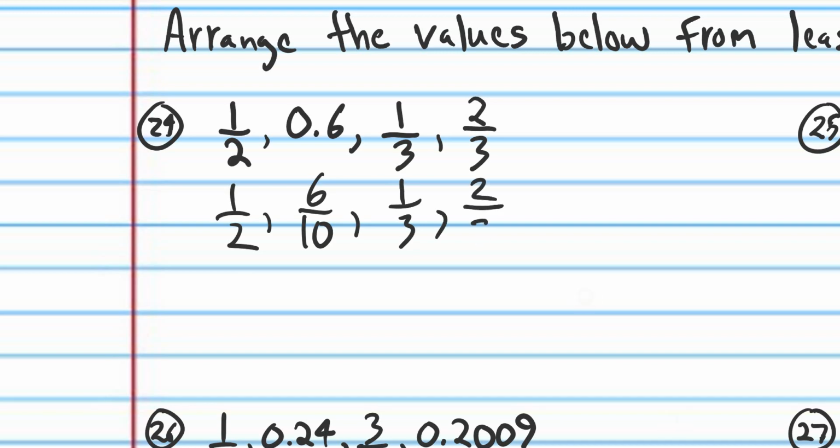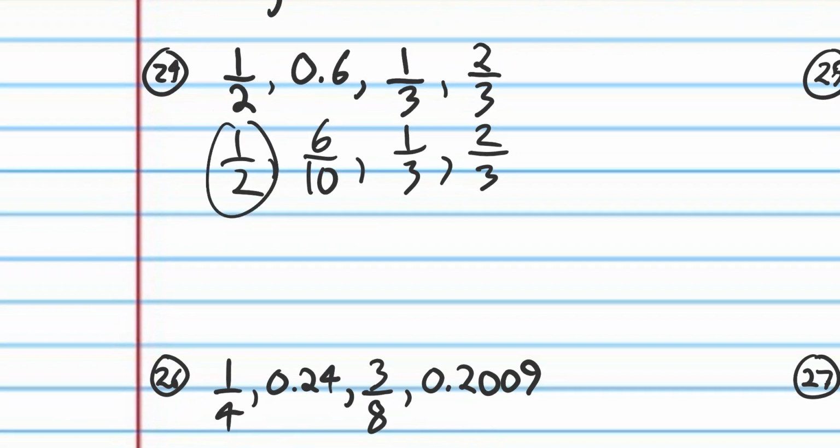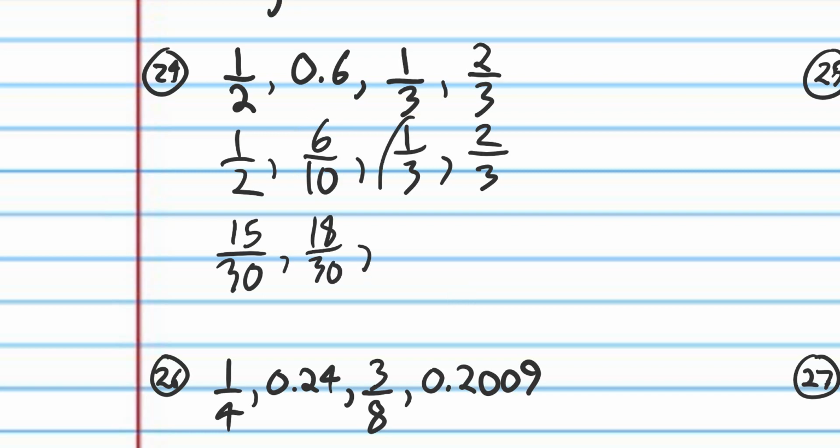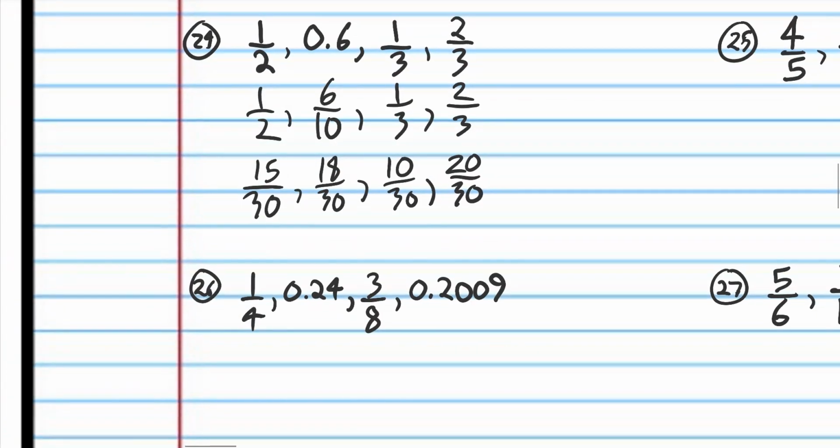The problem is we can't really compare the fractions very easily because they don't have common denominators. So we're going to find a common denominator. We're going to multiply both sides of this fraction by 15 to get 15 over 30, and that's not one of your multiplication facts, so I'm sorry about that. Multiply both sides of this fraction by 3, and we get 18 over 30. Multiply both sides of this fraction by 10, and we get 10 over 30. And same thing with this fraction. Multiply both sides by 10, and we get 20 over 30.